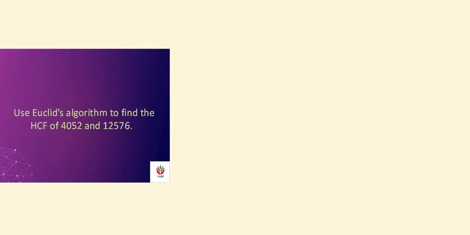Let us say this: 12,576. We are dividing with the number 4052. So I am taking 3 times of this number. What will you get? 12,156. Just multiply and check whether it is correct or not. You will be able to come to know.